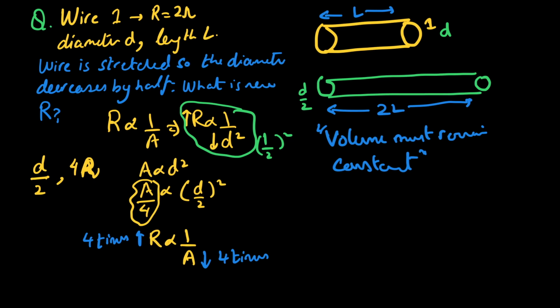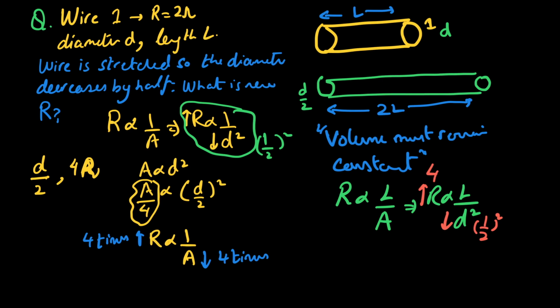So based on this, let's apply it to the question again. We said that resistance is proportional to length and inversely proportional to area. Now, instead of area you can write diameter squared, so I can say resistance is proportional to length over diameter squared. Now, the diameter went down by a factor of 1 over 2, that's 1 over 2 squared. That means that your resistance must go up by a factor of 4. That is just due to the diameter, remember.